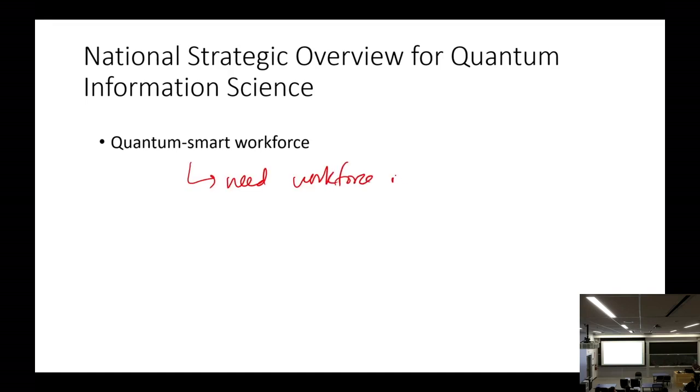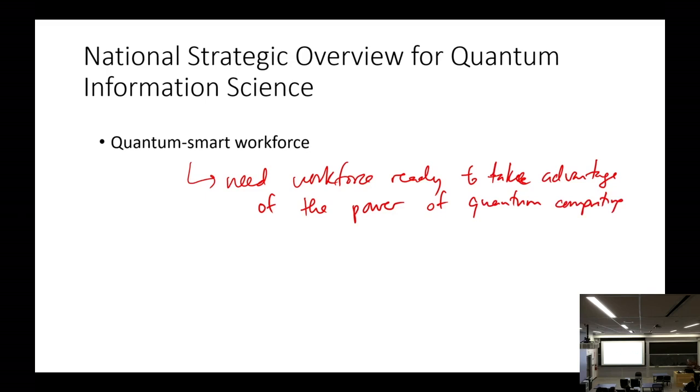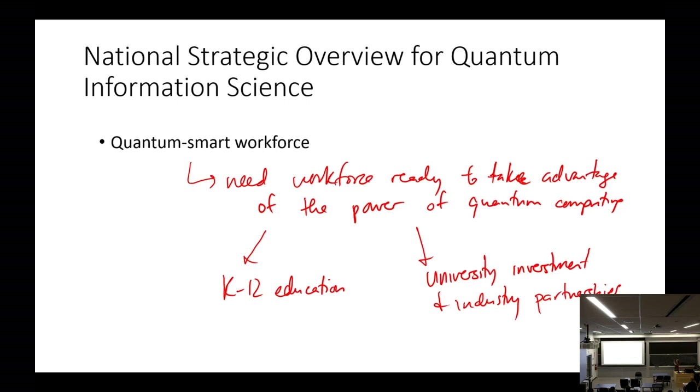Yeah, so you need a workforce that's ready to take advantage of the power of quantum computing and quantum computers. And what does creating a quantum smart workforce require? So the report has some ideas about this in it. All right, so yeah, two big prongs: K-12 education, university investment, plus industrial partnerships, industrial-university partnerships.